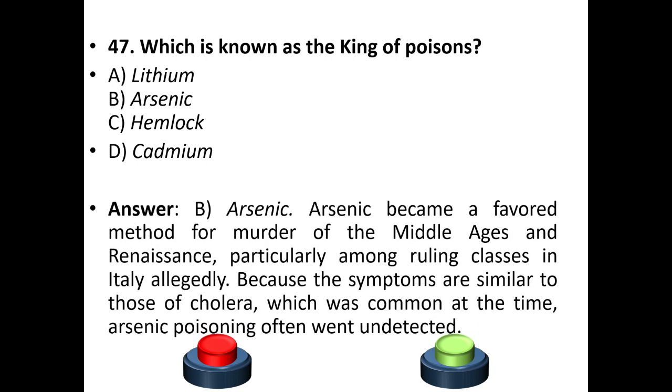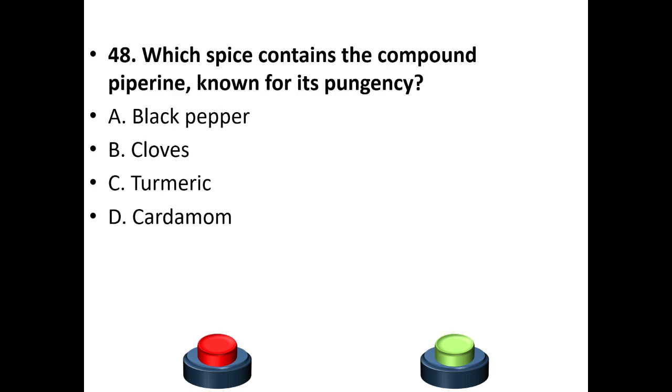Arsenic became a favored method for murder of the Middle Ages and Renaissance, particularly among ruling classes in Italy, allegedly because the symptoms are similar to those of cholera, which was common at that time. Arsenic poison often went undetected. 48. Which spice contains the compound piperine known for its pungency? Black pepper, cloves, turmeric, cardamom. Your answer is A, black pepper.